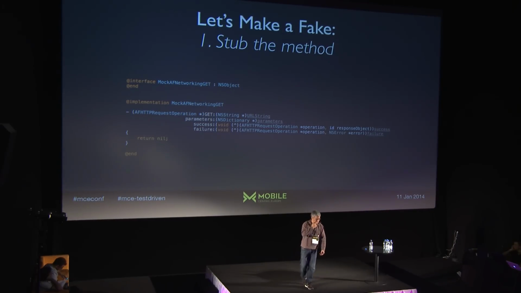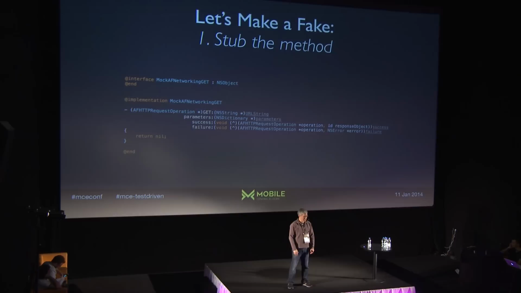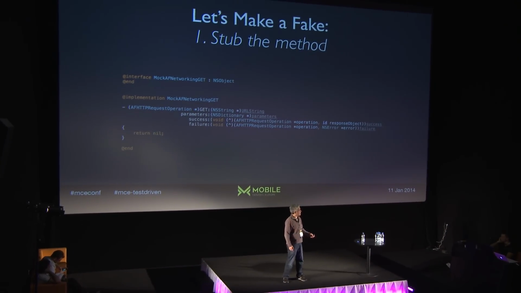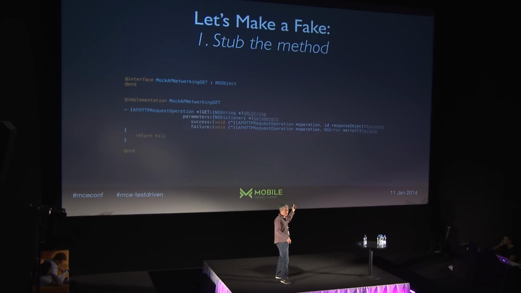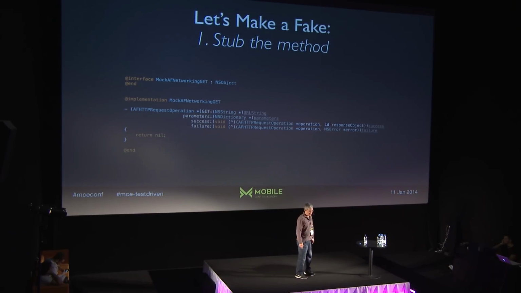I'll show you how. So the first thing we do is create a new class called MockAFNetworking get, and you see it doesn't inherit from the actual manager class, it just inherits from NSObject, because in Objective-C, being a dynamic language, it doesn't matter what the class is as long as it answers the method. And so I copied and pasted the method signature in, so that's in place, and because it has a return value, I have to provide something, just return nil. Now this is just the stub just to get started.